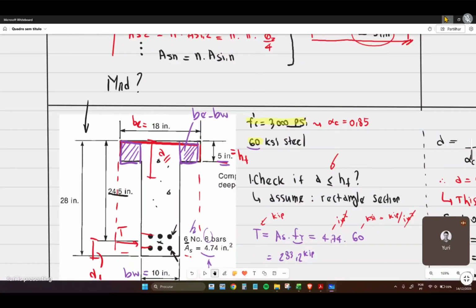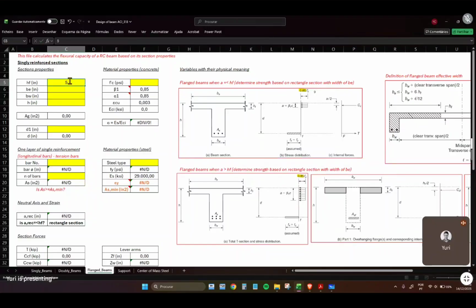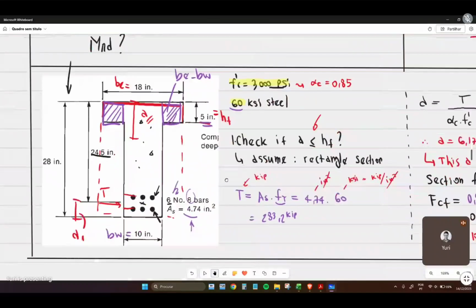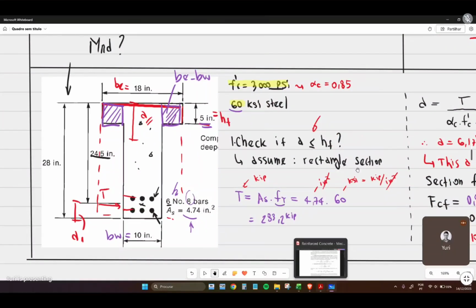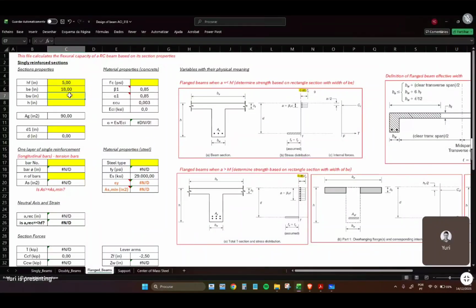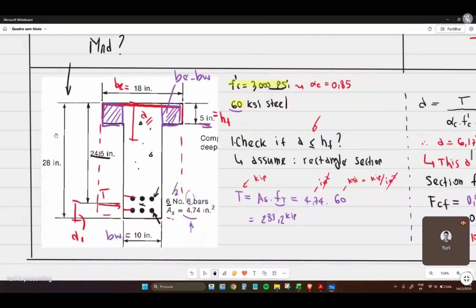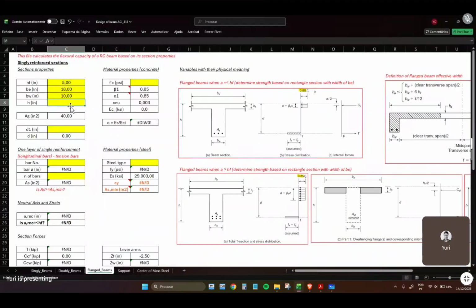No, it's 5 inches. So here I'm just going to put 5 inches. The BE was 18. The width of the beam was 10 inches, I guess. And the height of the section, the total height, was 28. Here, 28. And then the distance D1 is 3.5, which gives us the distance D, 24.5, as per the exercise.